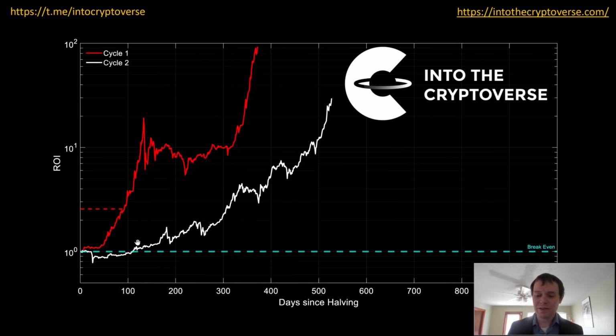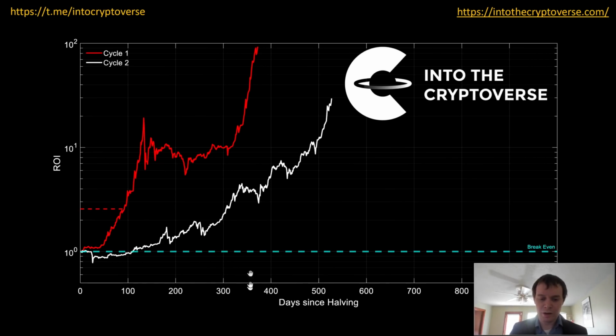Here, you wouldn't have even seen a 2x. So we're literally talking about an order of magnitude difference, and more than that, really. You can see how much the returns were diminished from the first cycle to the second. And this is, again, measured from the ROI versus days since the halving.